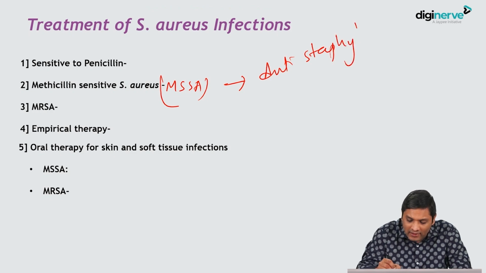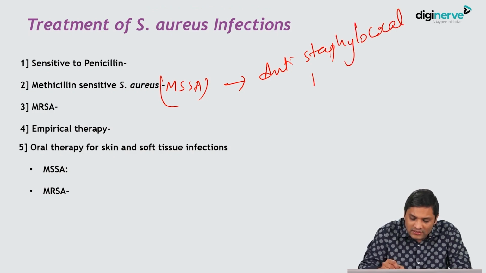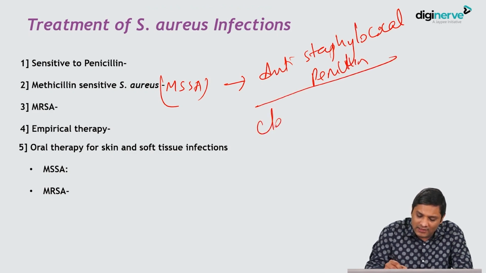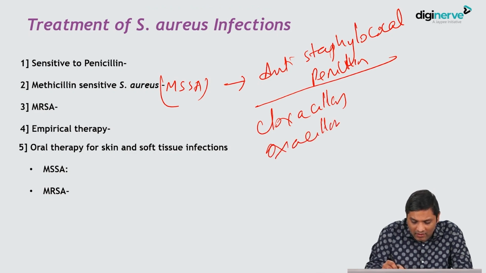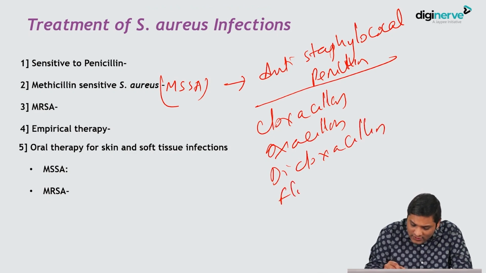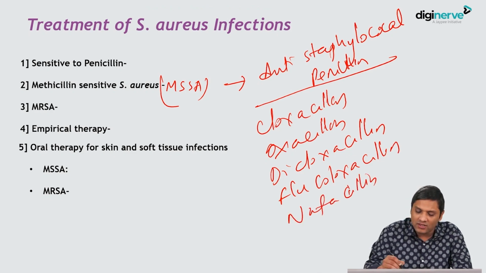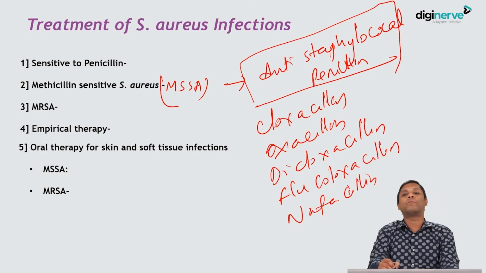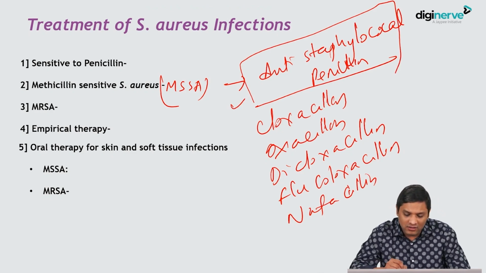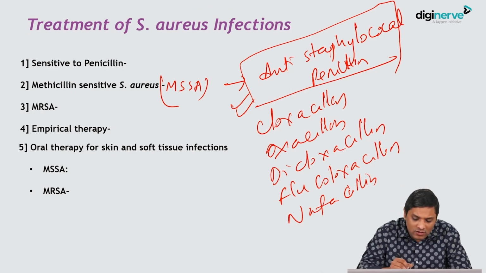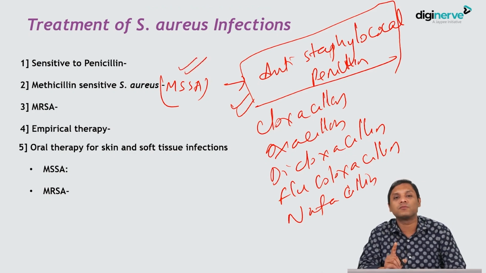If the susceptibility report says that it is methicillin sensitive Staph aureus, that means you can give anti-staphylococcal beta-lactams. Anti-staphylococcal penicillins can be given. The classical examples are cloxacillin, oxacillin, dicloxacillin, flucloxacillin and nafcillin. This is the exhaustive list of anti-staphylococcal penicillins. They are the drug of choice if the isolate is methicillin susceptible Staph aureus.